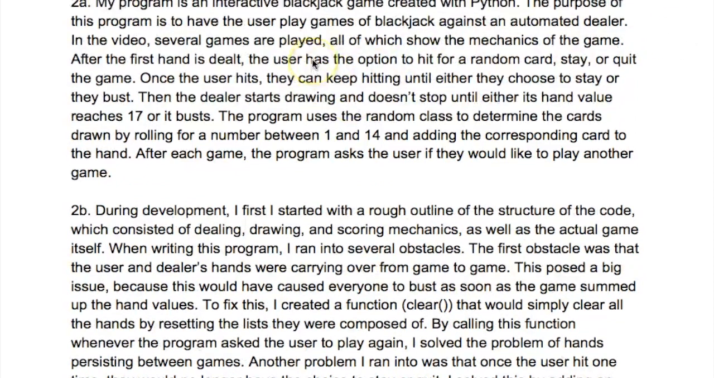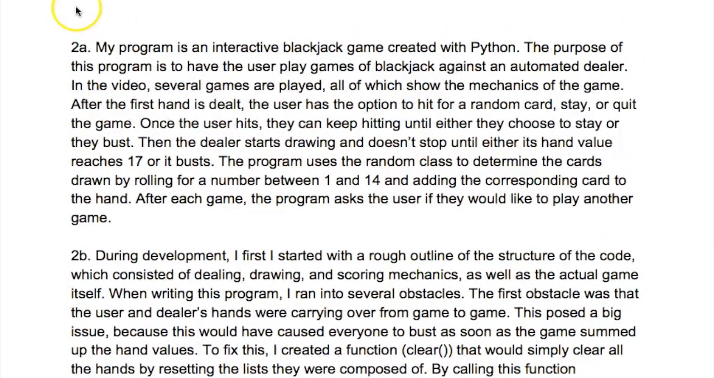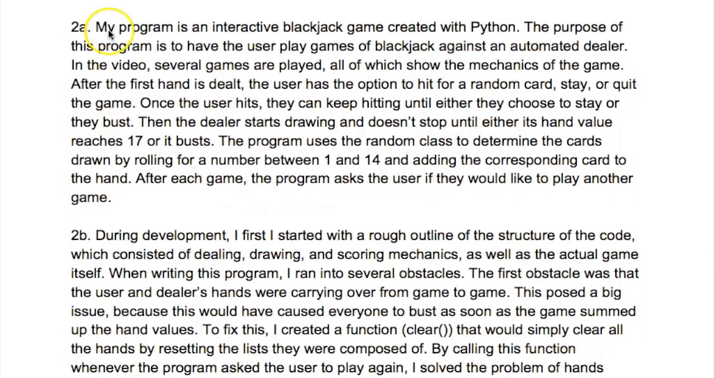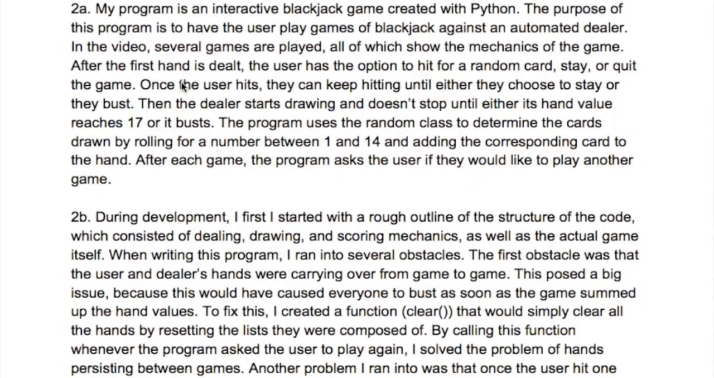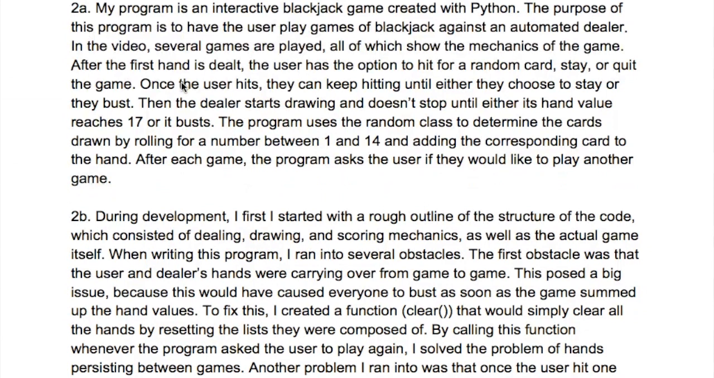So, looking at this person's project, obviously in 2A, this person decided to type a description of their video. You do not have to do that as long as you're narrating in your video. And once again, if you are making the decision to narrate in your video, you still need to have the part where it says, this program is created with, and then whatever programming language you decide to use. So this person again decided to type it out.